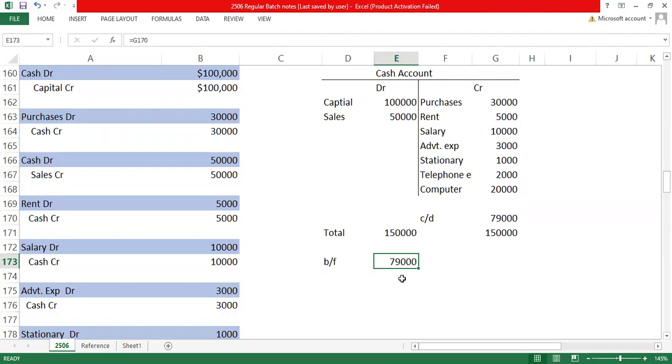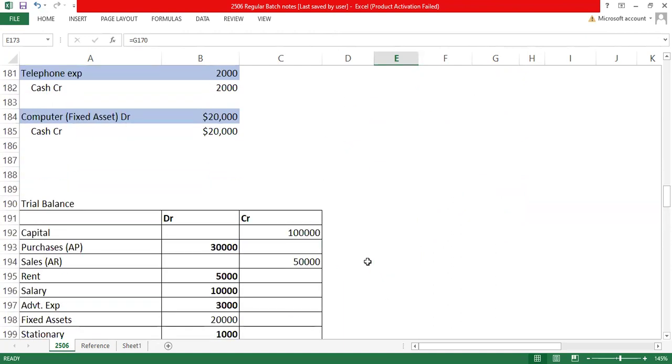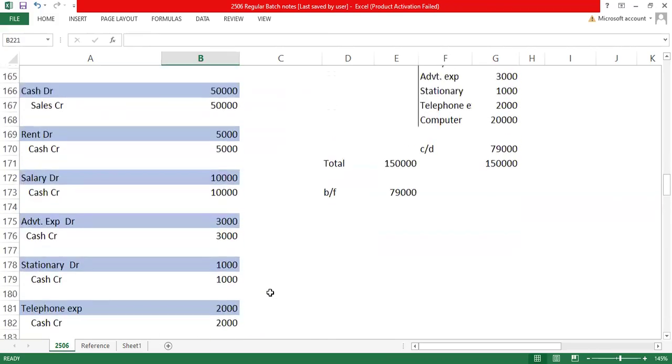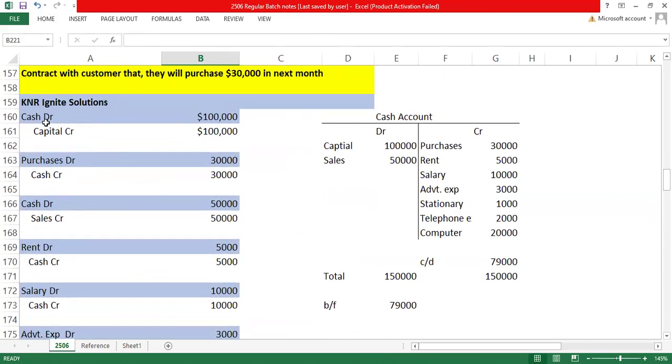So whenever you bring forward, you say you have a debit balance of your cash. Your cash is a debit balance. Assets always should carry a debit balance. You have more balance on this side. That's the reason you have a brought forward balance of 79,000. Now your balance sheet will carry this 79,000. Whenever I prepare a balance sheet, my cash will have 79. This is how I'll calculate cash balance from the summary of all these transactions.